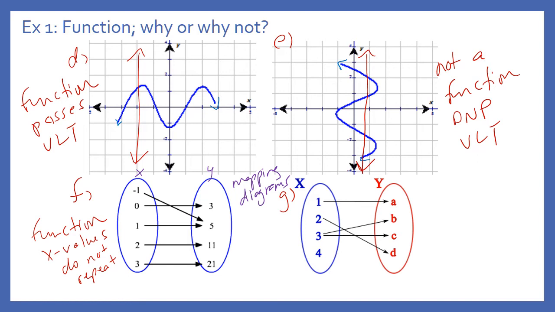Knowing that information, G becomes a lot easier. Who cares that the Y is letters? Really all you're looking for is, is there more than one arrow coming out of any of the X? And the answer is yes. If I look at the 3, 3 maps to B, 3 also maps to C, which means X values repeat. Therefore, not a function. Not a function, and Y, this one would be tough to graph. I mean, you could, but not a function, and we're just going to say X values repeat, and being more specific, X equals 3 is what repeats.